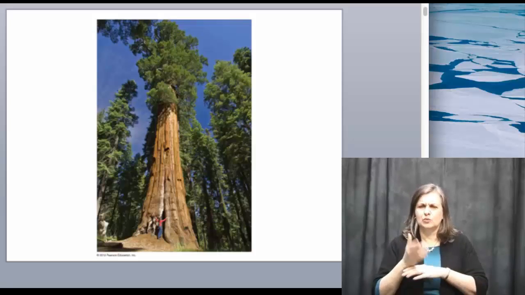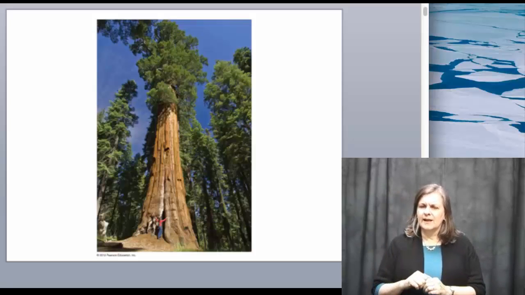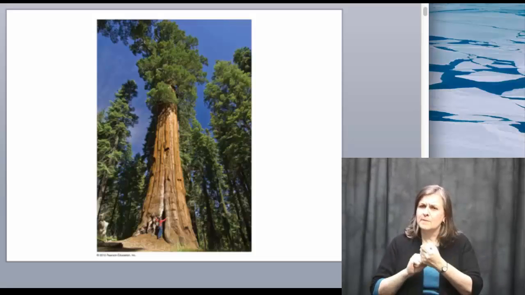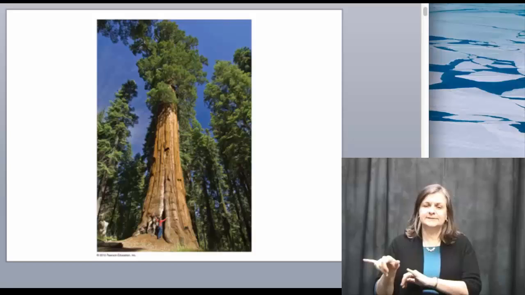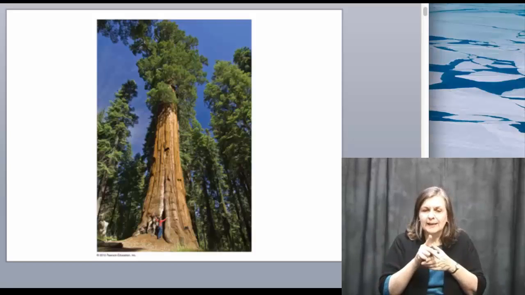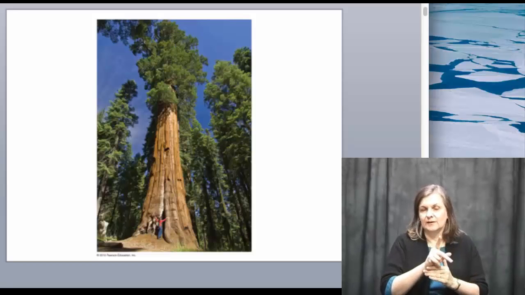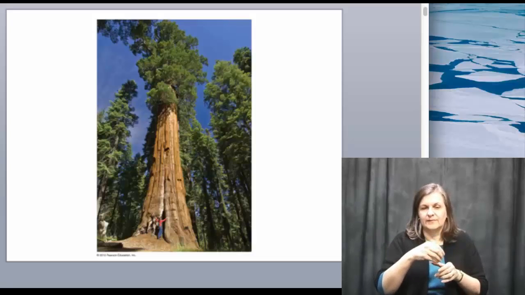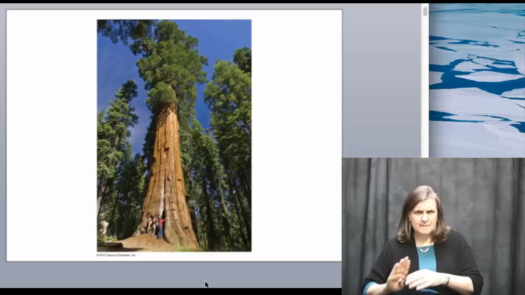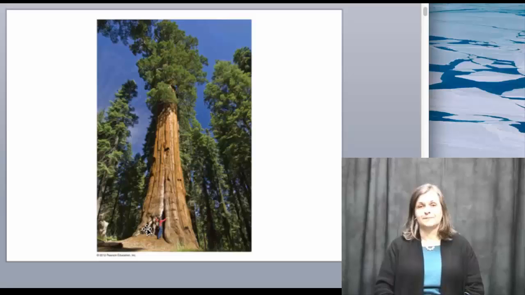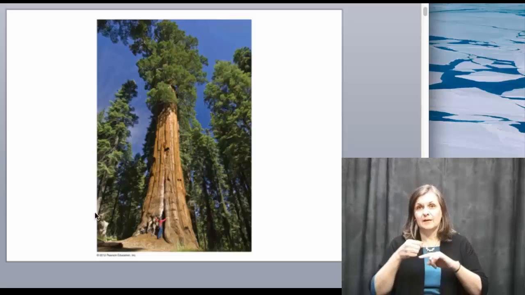Take something like a giant sequoia. How is it that you will ever get enough nutrients to the top of that plant to support photosynthesis? It's the same way the shortest plants on the planet get their water, up the trees, up the plants, up the flowers, to the tops, to supply what is needed for photosynthesis. See the people down at the bottom? That's a big tree.